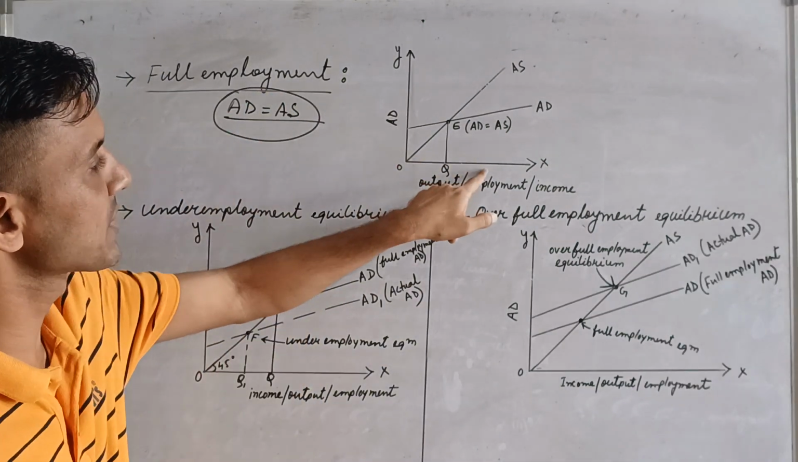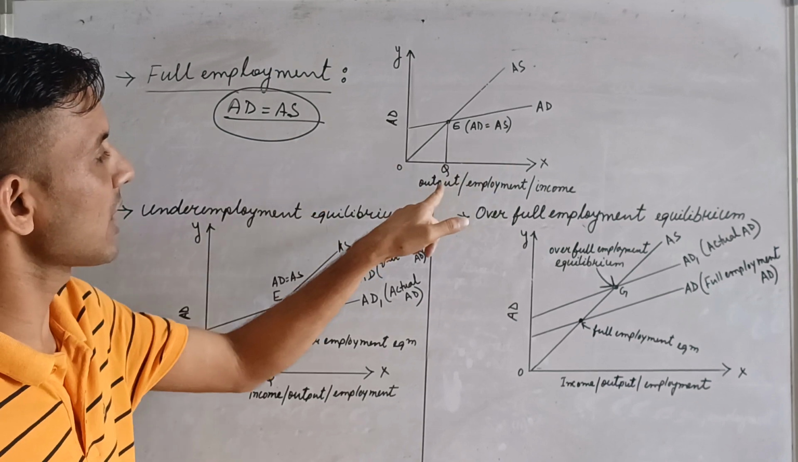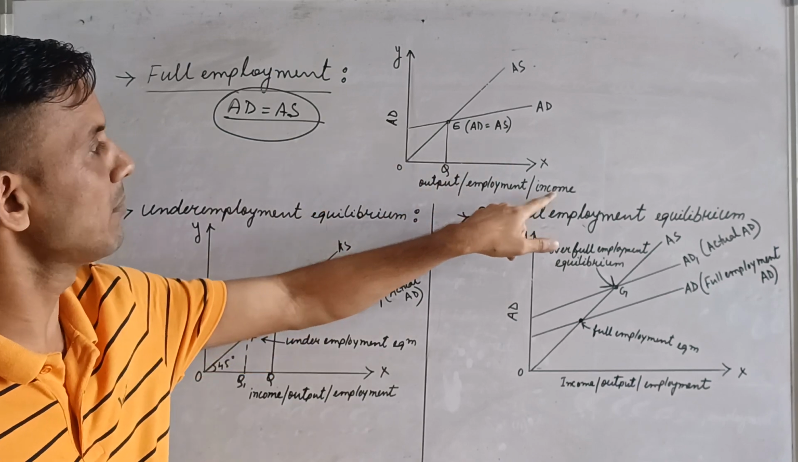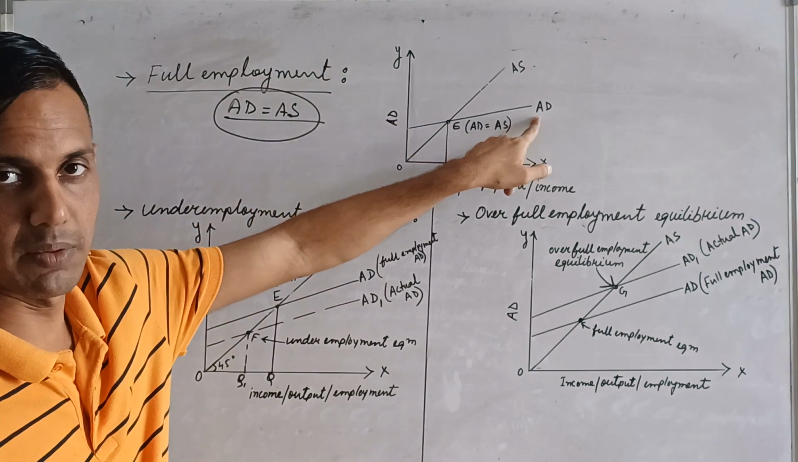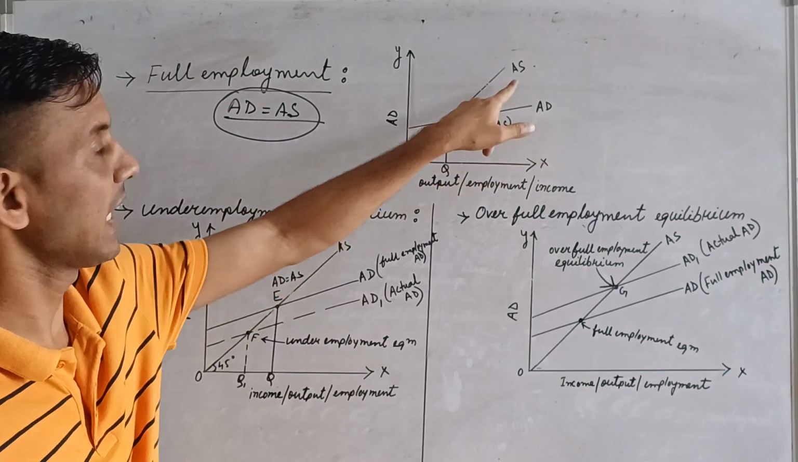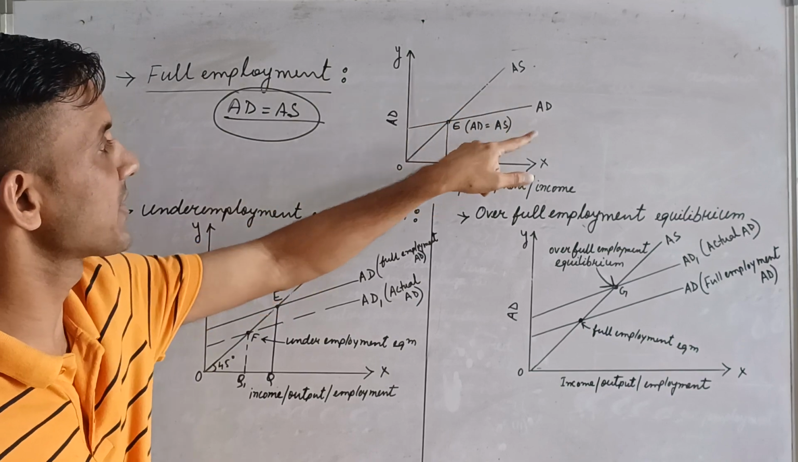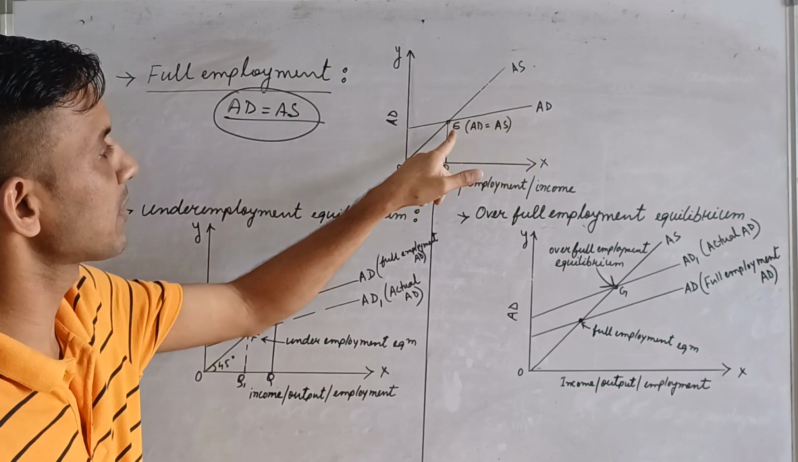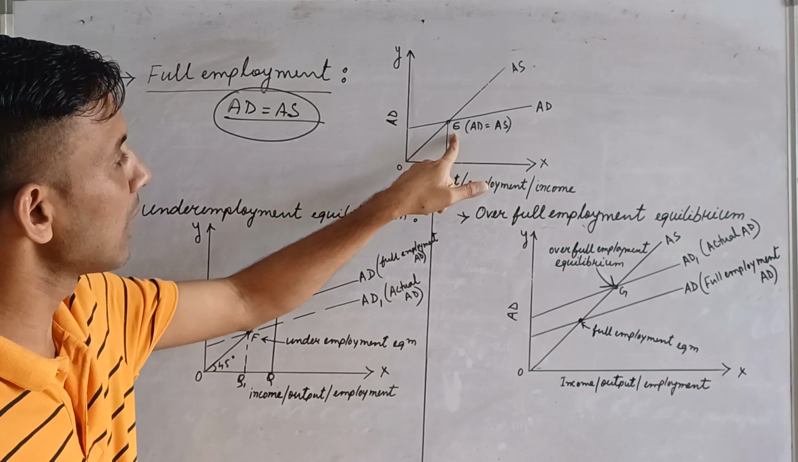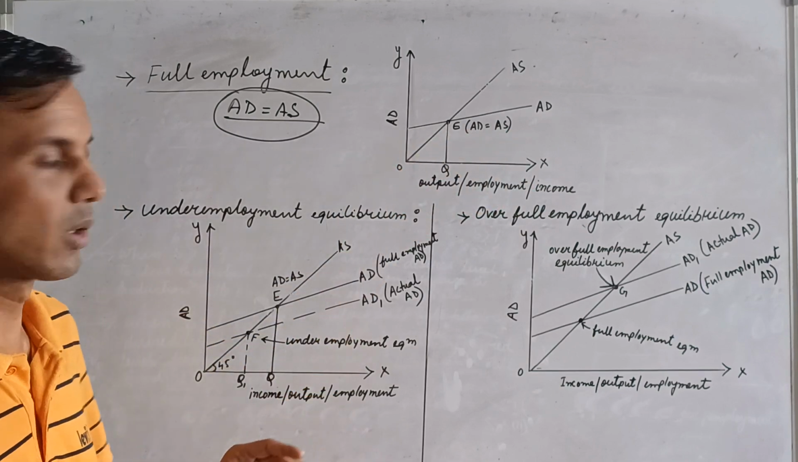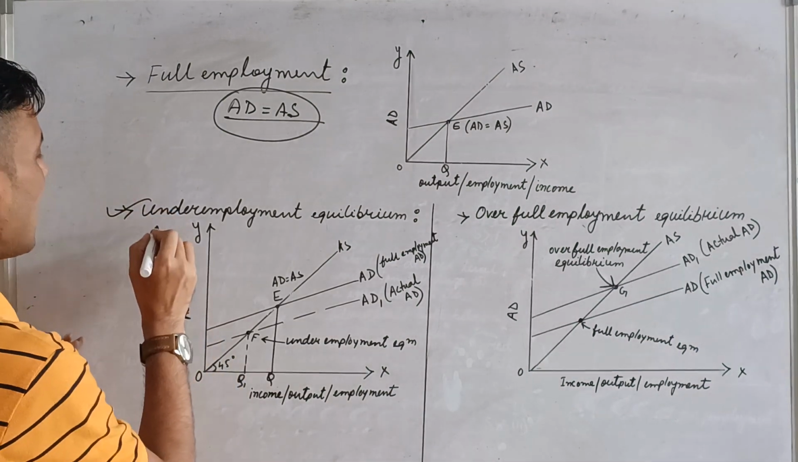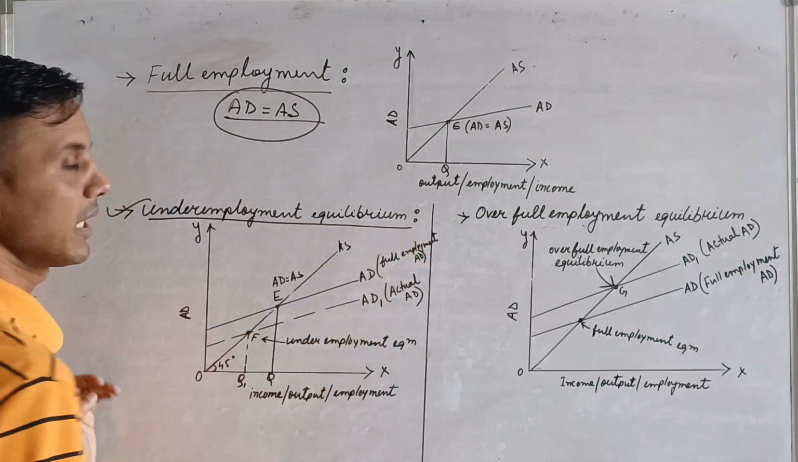This is the diagram. See, here OX denotes output, employment, income, and OY denotes AD. This is the aggregate demand curve and this is the AS curve. So when AS and AD intersect at point E, this is the full employment where AD is equal to AS. Simple. Okay. So next you see the underemployment equilibrium.